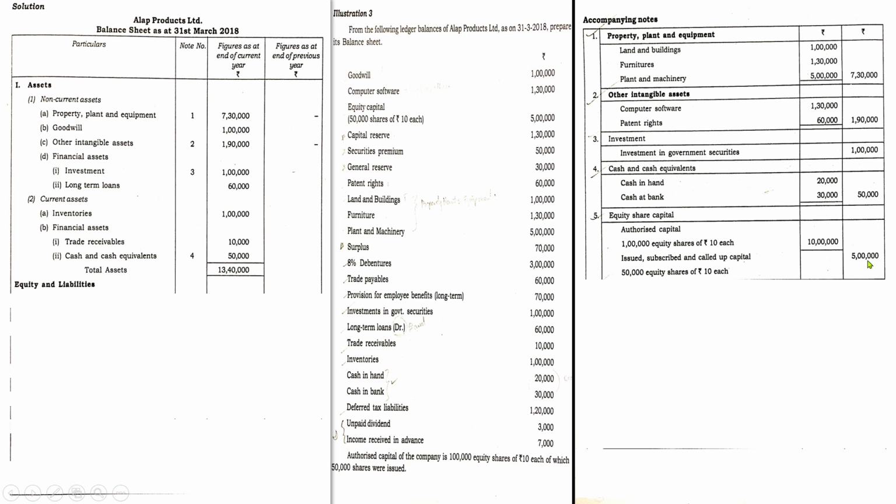And in the statement of financial position, don't add this 10 lakh and 5 lakhs, because the 10 lakh was the amount the company was planning to raise, but the company issued only 5 lakh worth of equity shares, so you can show only 5 lakhs. So in the statement, under equity share capital, 5 lakhs.